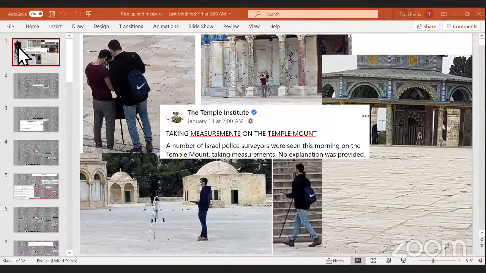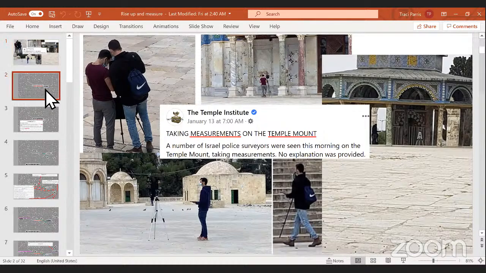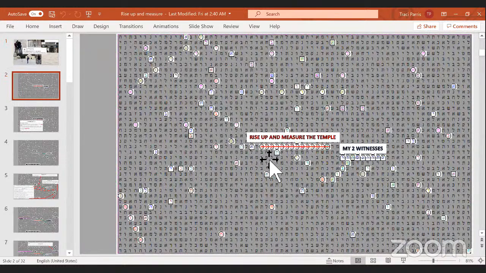So this is on the access term, rise up and measure the temple. This was posted on January 13th by the Temple Institute. You can see there were people taking measurements on the Temple Mount. Nobody knows why or what it was for. They were escorted by the Israeli police, but nobody knows who the people taking the measurements work for or what country they're from. So here's the access term, rise up and measure the temple. And my two witnesses is also in here.